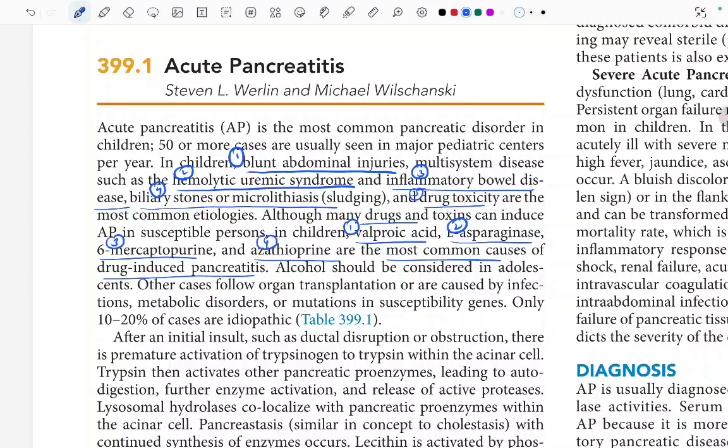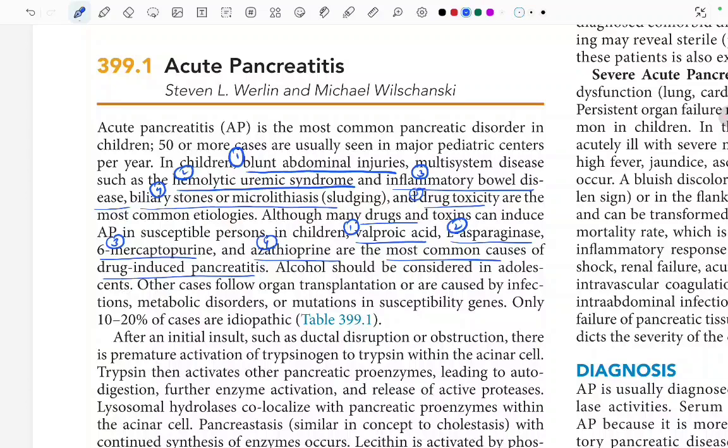Fine, let's revise it again. It's very important to remember the causes of acute pancreatitis in children. Blunt abdominal injury, hemolytic uremic syndrome, IBD and biliary stones, and drug toxicity. Mainly which drugs? Valproic acid, L-asparaginase, 6-mercaptopurine and azathioprine are the most common causes of drug-induced pancreatitis. Alcohol should be considered in adolescent ages.